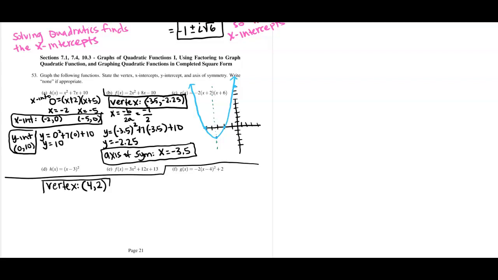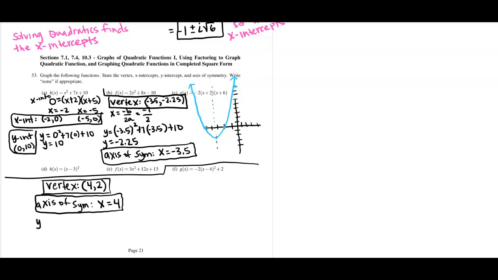Okay, so vertex, we got that, right? And like I said, that's what's nice about this form, you can easily figure out where that vertex is at, right? Which means we can also find that axis of symmetry. So the axis of symmetry, remember, it's always going to be that x of our vertex. So it's the line x equals 4. Okay? And that's a vertical line at 4. So there's two things we've already found. All right, now we need to find the y-intercept and the x-intercept. Okay, so let's find the y-intercept first.